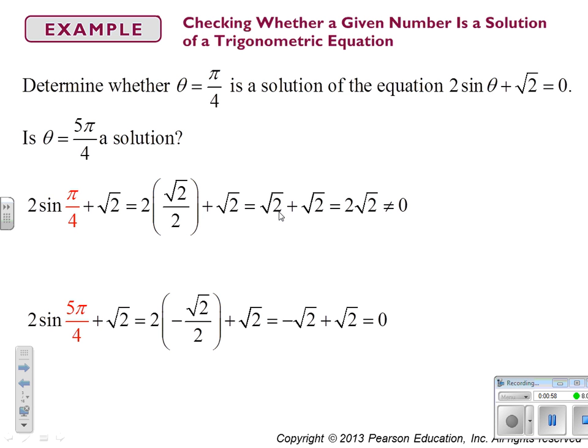Now we're going to check to see if 5 pi over 4 is a solution. 5 pi over 4, when I take the sine of it, is negative root 2 over 2. And then when I multiply that by 2, I get negative root 2. I add that to root 2 and I get 0. So it is a solution.